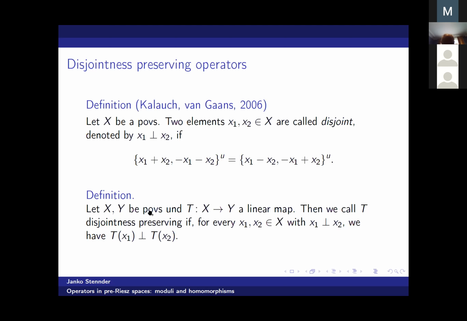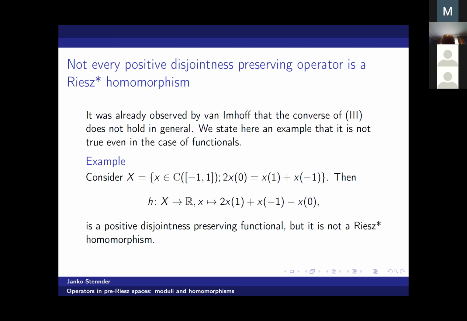And if I have a linear map between two partially ordered vector spaces, then we call it disjointness preserving if it preserves disjointness. So if two disjoint elements get mapped to two disjoint elements. The observation that not every positive disjointness preserving operator is a Riesz star homomorphism was already made by van Imhoff in his PhD thesis. But we state here an example that it's not even true when the range space is the real numbers.